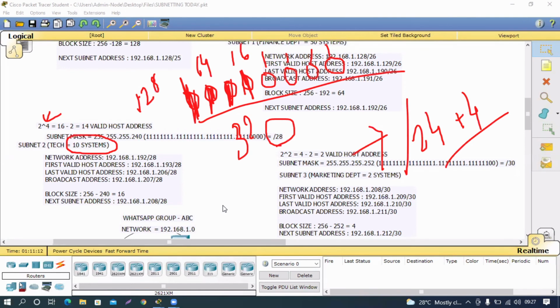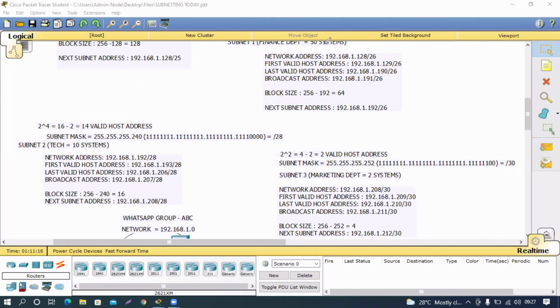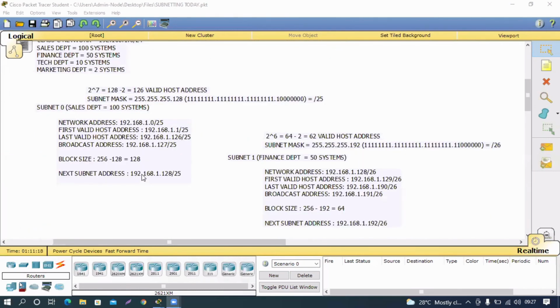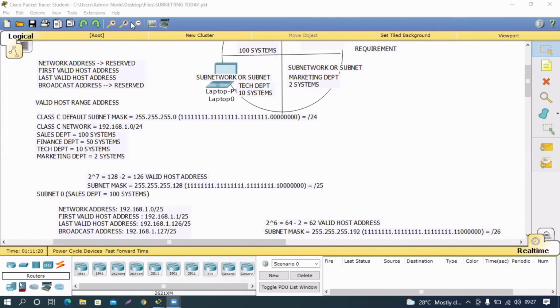Yes or no? Are you getting it? See the subnet mask over here. In class C, how many bits are network bits? How many bits are network bits?